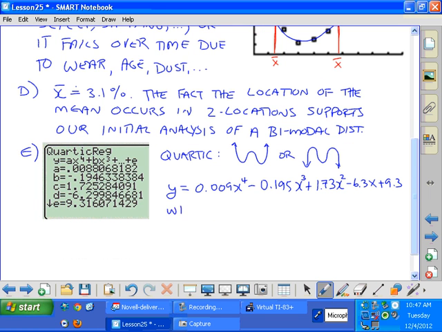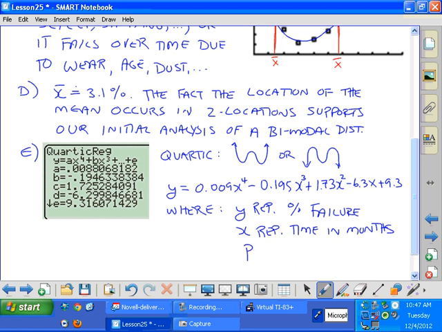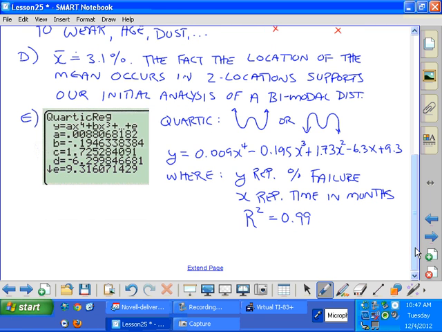where y represents the percentage failure, and x represents our time in months. And our r squared is equal to 0.99. So therefore, we have a very strong model.